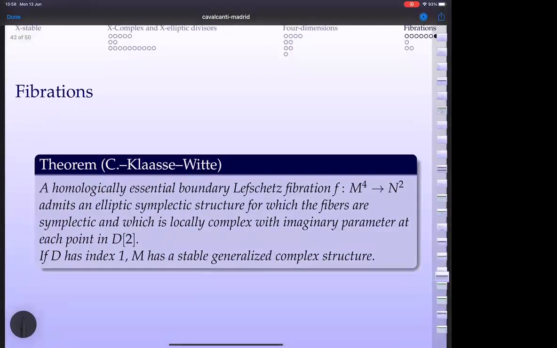So if you have one of these boundary Lefschetz fibrations, manifolds with corners and everything, you can actually put a stable generalized complex structure on it. In fact, you can even do one for which the parameter of d log z1 wedge d log z2 is just an imaginary number. In principle, it could have a plus ib, and you can do it in a way that is just the ib. So no further a.